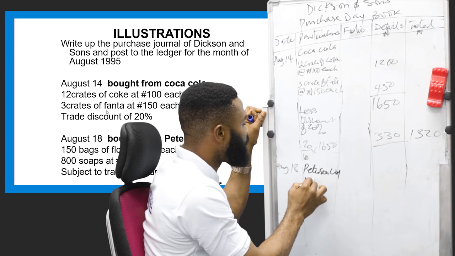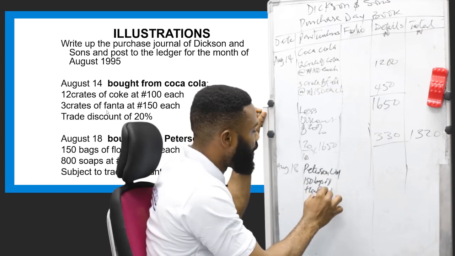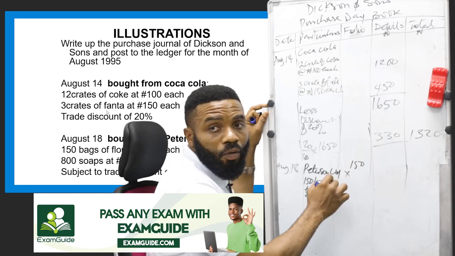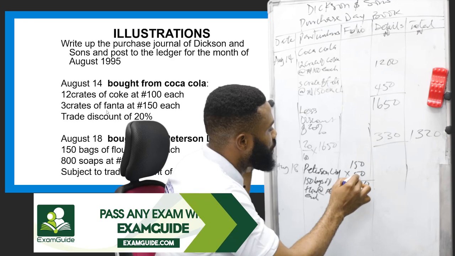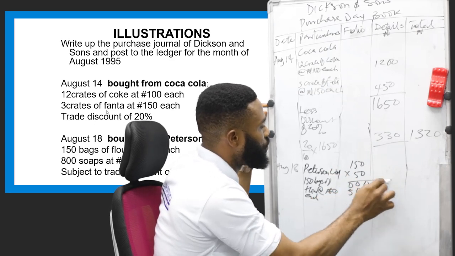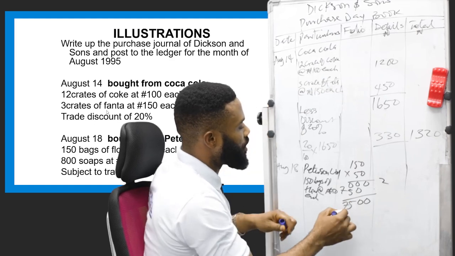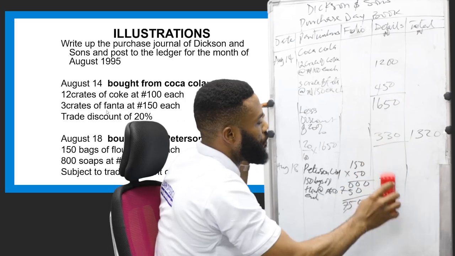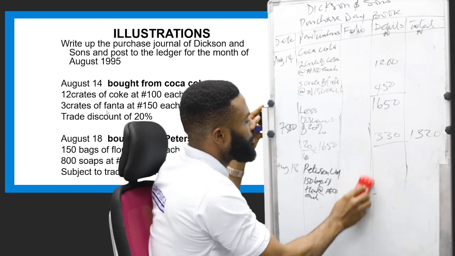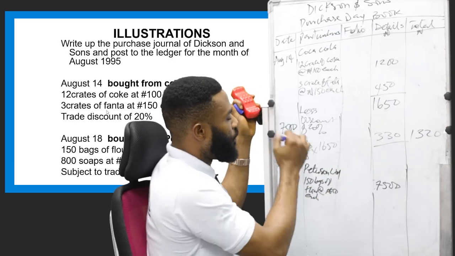Now, what did we buy? We bought 150 bags of what? Of flour at 50 naira each. That will give us 150 times 50. You have 0, 0, we go into here, 0, and then 0. This is 0. This is 25. You write 5, carry 2, and then this is 5 plus this is 7. So you have 0, 0, 5, 7. You have 7,500. So this value will give you 7,500. All right.